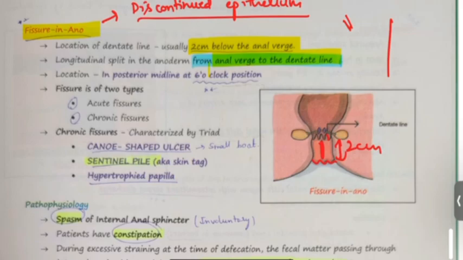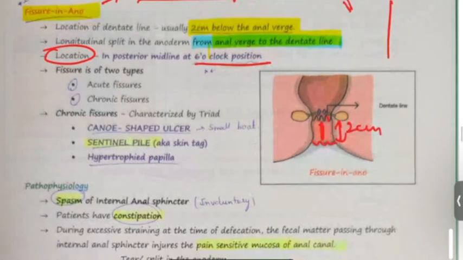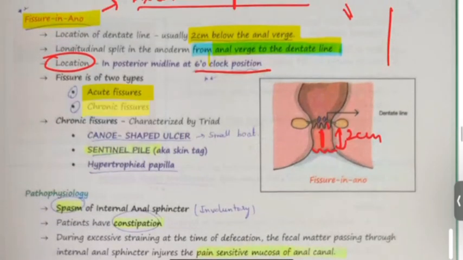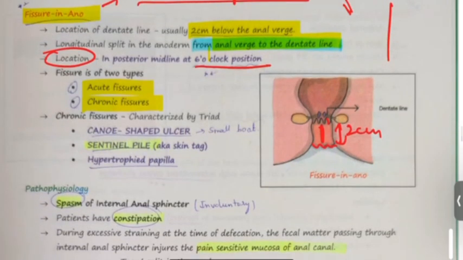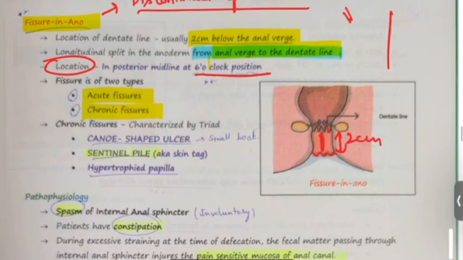So location usually in the posterior midline at 6 o'clock position, these fissures are seen. These fissures can again be of two types, acute fissure or chronic fissure, based on the duration for which the fissure has been present. So if it has happened recently, acute fissures. If it is there for a long time, chronic fissures.